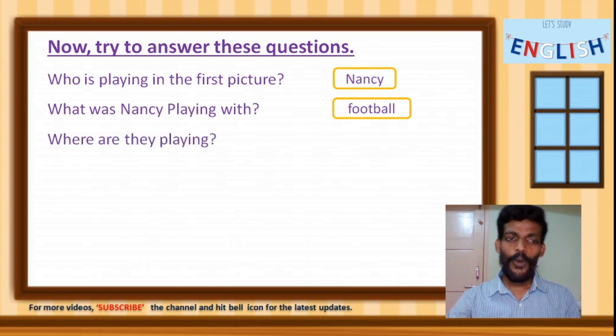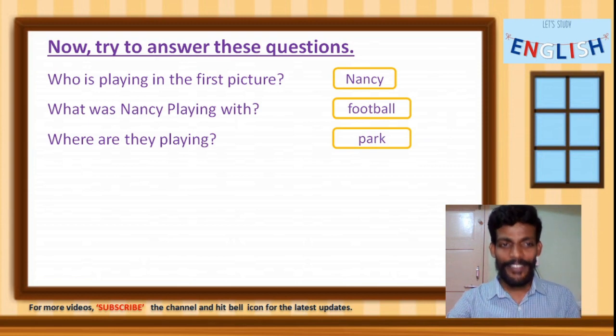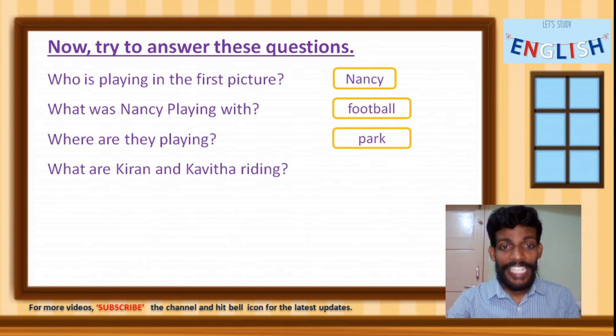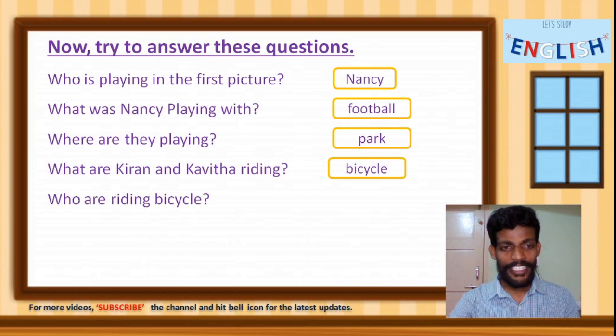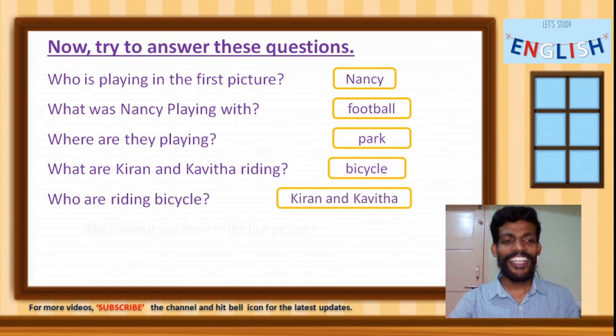Now, third question. Where are they playing? Correct. You remember, right? They are playing in the park. Next question. What are Kiran and Kavita riding? You saw Kiran and Kavita are riding. What are they riding? Can you answer? Very good. Brilliant answer. What was that? Kiran and Kavita are riding a bicycle. Next, who is riding the bicycle? I think this question has been very easy. So who is riding the bicycle? That was Kiran and Kavita.